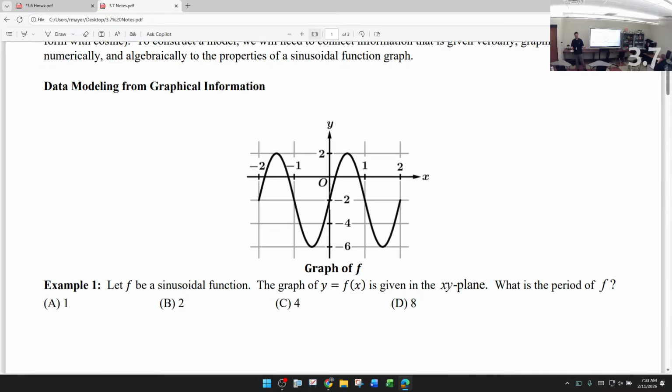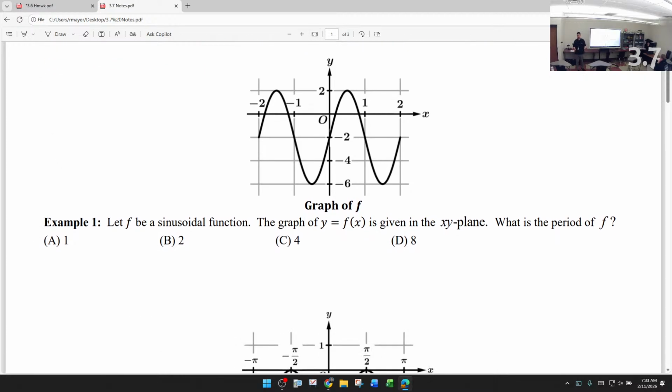I guess technically it could be a polynomial, but very seldom do polynomials do the exact same thing over. Most of the time polynomials can kind of look like this, but one of them will be higher or lower than the other. This is sinusoidal, meaning it repeats, it has periods. Let f be a sinusoidal function. The graph of y equals f of x is given in the xy plane, and all it wants to know is the period.